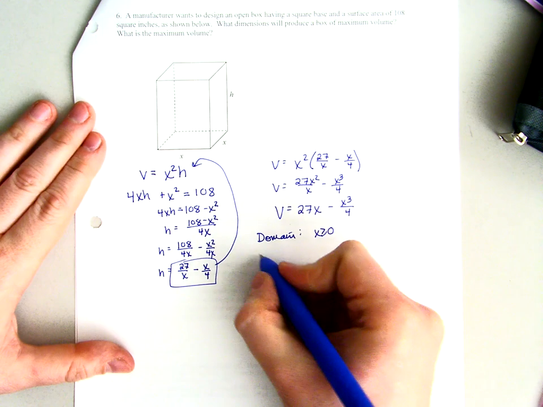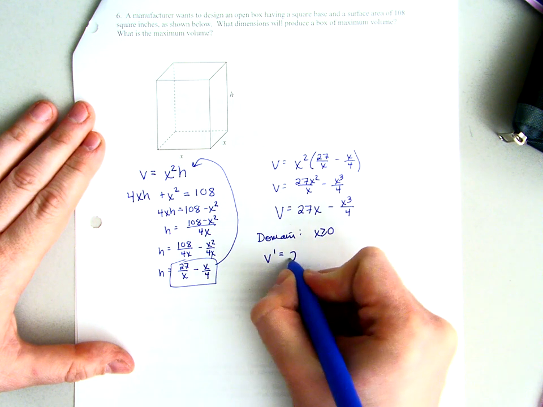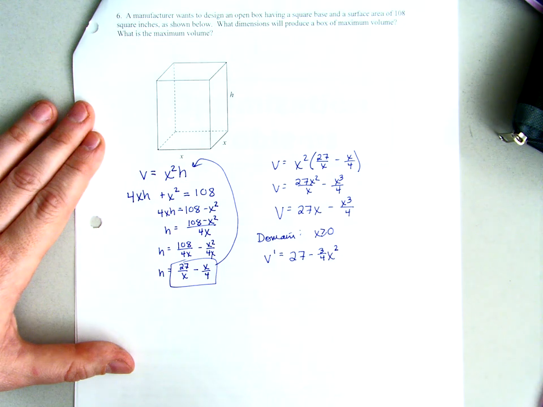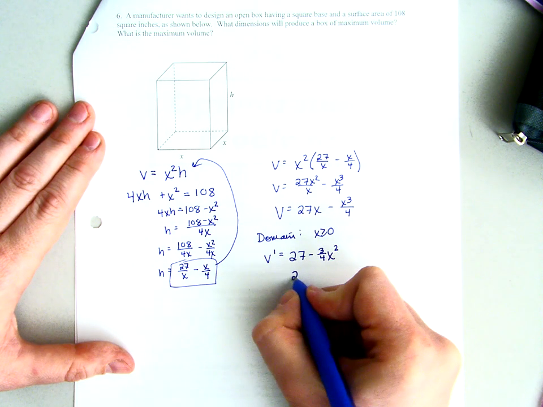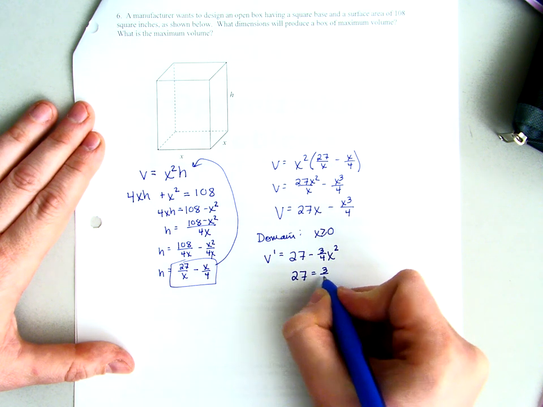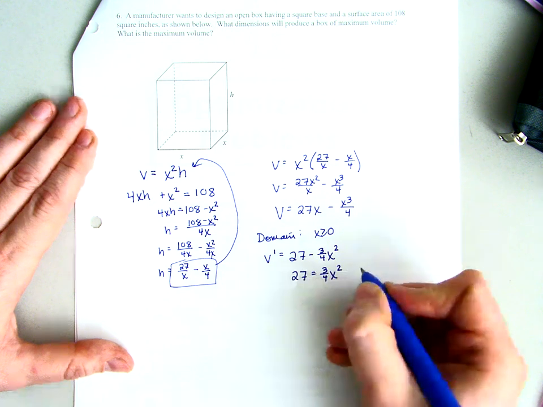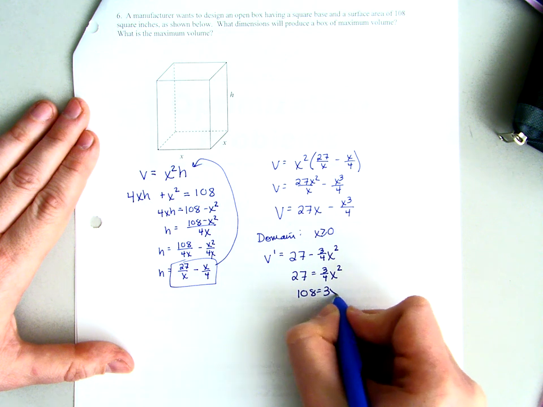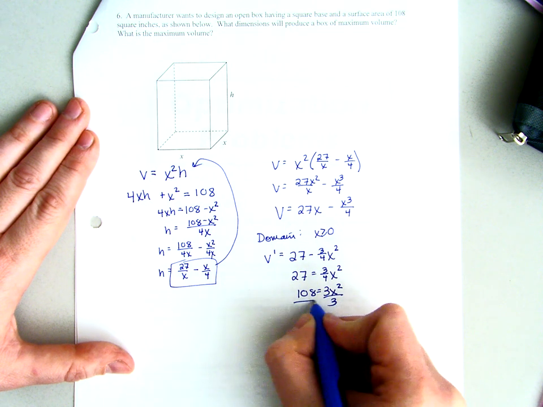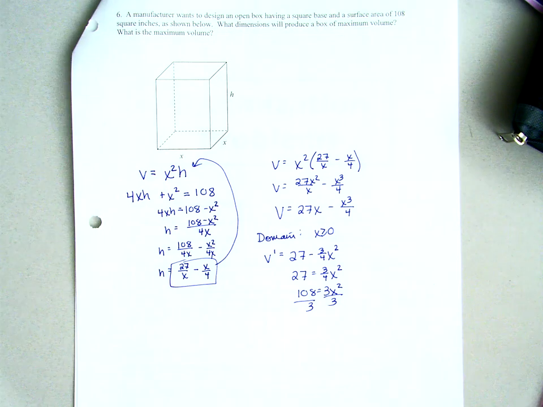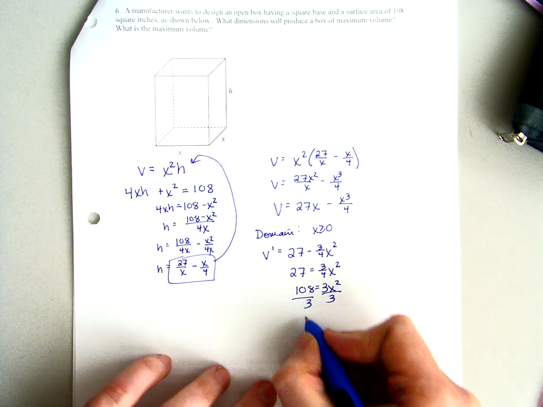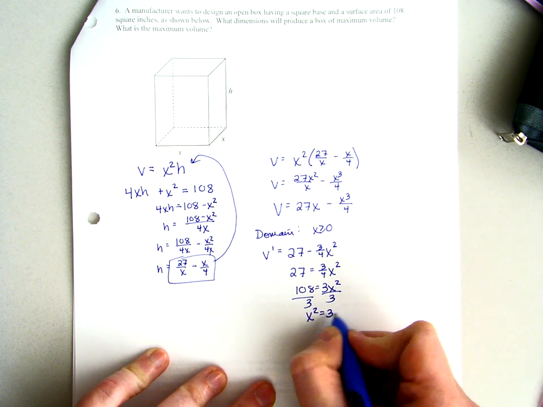Okay, so I'm going to find my derivative. I'm going to get 27 minus 3/4 x squared. And now I need to find my critical values, so I'm going to set that equal to 0. 27 equals 3/4 x squared. I'm going to multiply by 4. 108, I believe, equals 3x squared. Divide by 3. It's maybe not 108. Hold on. Maybe I did that wrong. Yeah, it is 108. Okay, and then 108 divided by 3 should give us x squared equals 36.